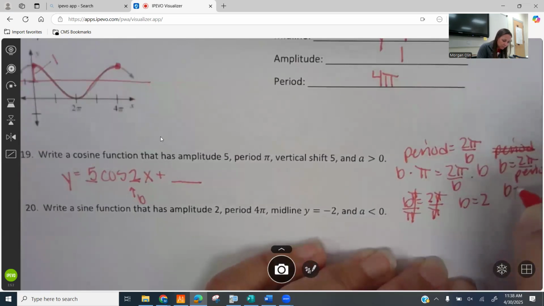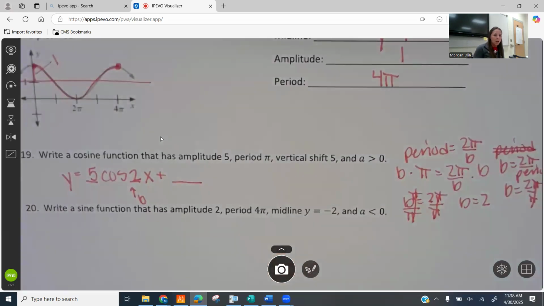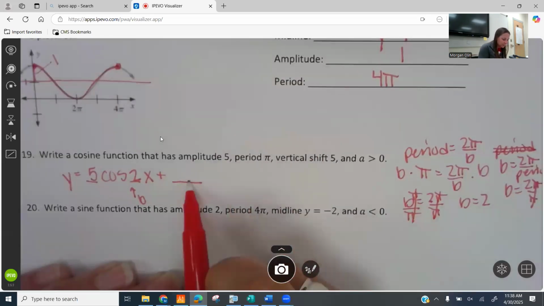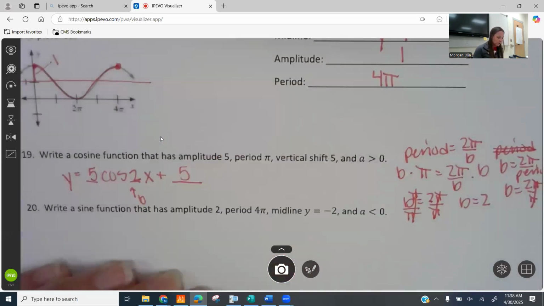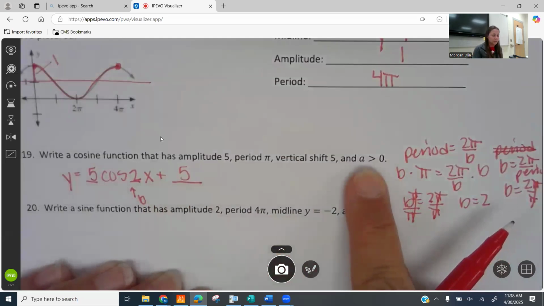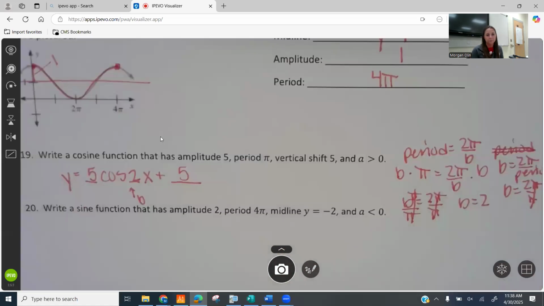So here we could just jump to 2 pi divided by pi, and they just cancel, and B equals 2. All right, and one of the last things, vertical shift of 5, that's this number out here. It says midline or vertical shift. That is talking about that number that's added or subtracted. And here our a value is greater than 0. So what that means is that a value that I wrote down here is positive.